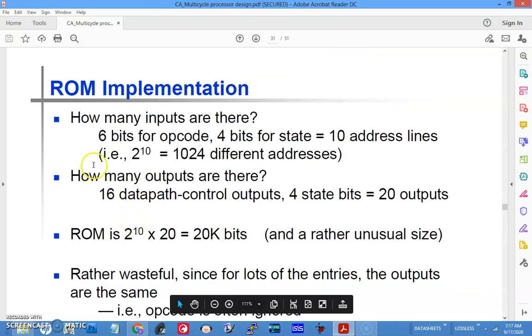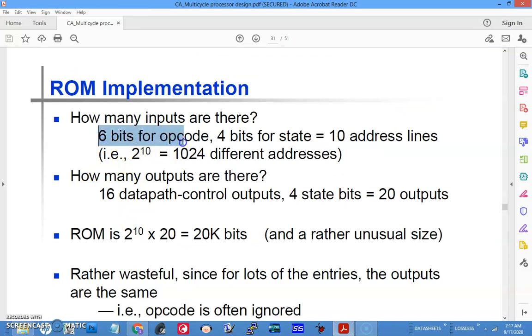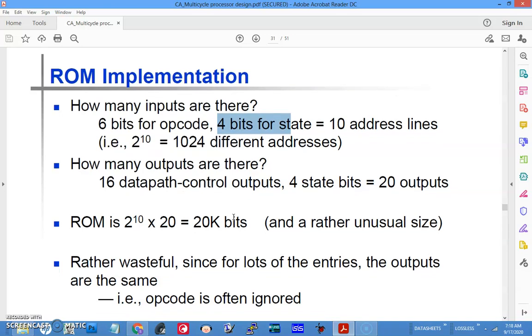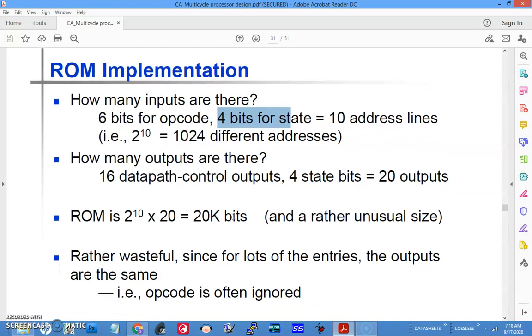So how many inputs are there? We have 10 inputs, 6 bits for the opcode and 4 bits for the state. So we must have 10 address lines, because each 10-bit input will result in a particular combination. Okay. So this is how ROM is implemented.